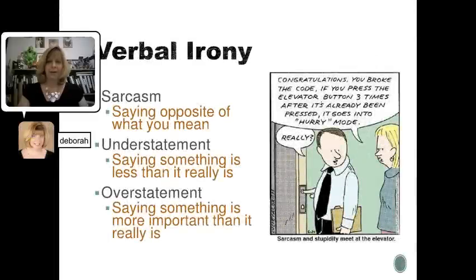Now, verbal irony also takes three forms of itself. The first is sarcasm, when you say the opposite of what you actually mean. The next is understatement, where you say something is really less than it actually is. And overstatement, which is saying that something is much more important than it really is. And we'll show you some examples of each one of those types.